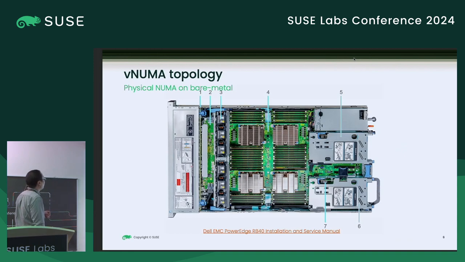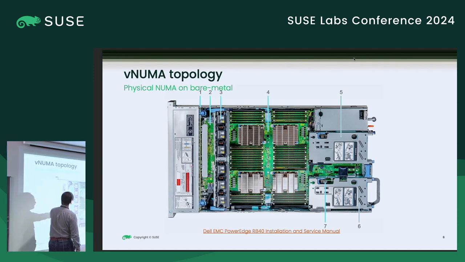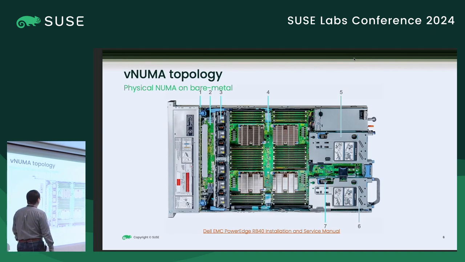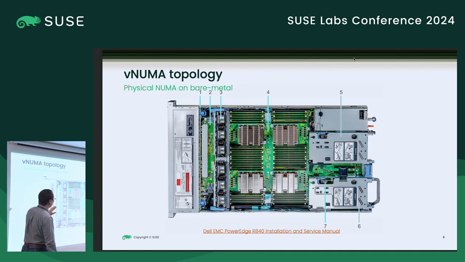Before talking about vNUMA, let us talk about the physical NUMA. This picture comes from the R840 installation and service manual. We can get it from their website. This is a four-socket CPU system, with DIMM memory around the CPU. So generally we think this has four NUMA nodes. Actually the BIOS can do more splitting and so on, so we will not talk about this topic. We just talk about the general four-socket system.